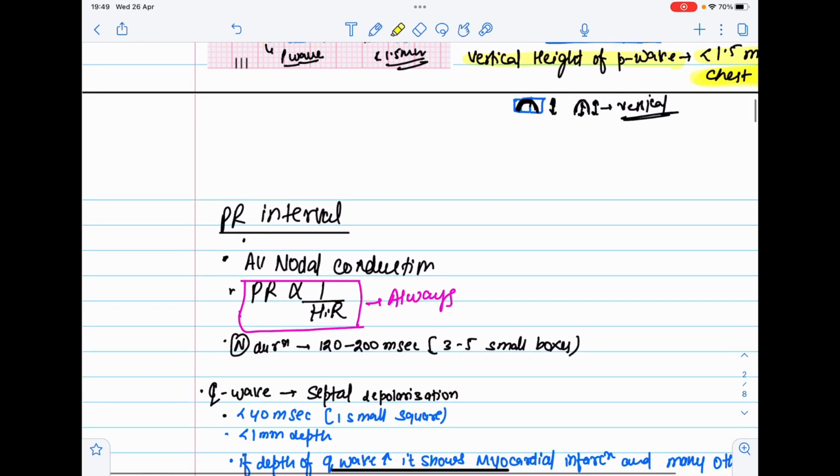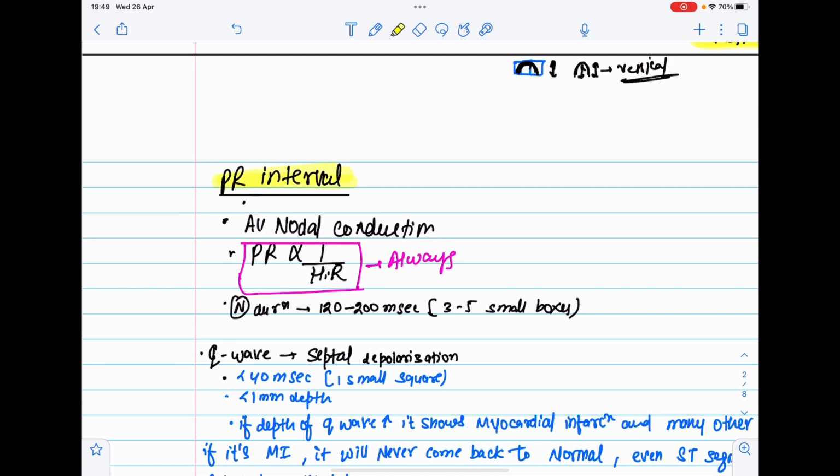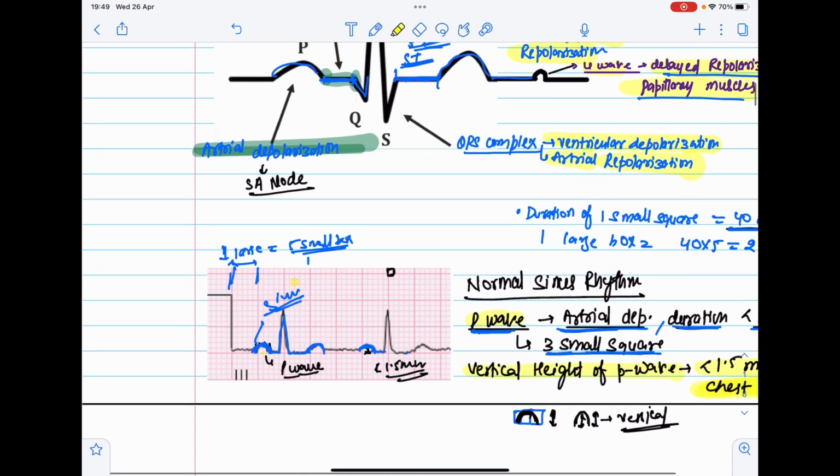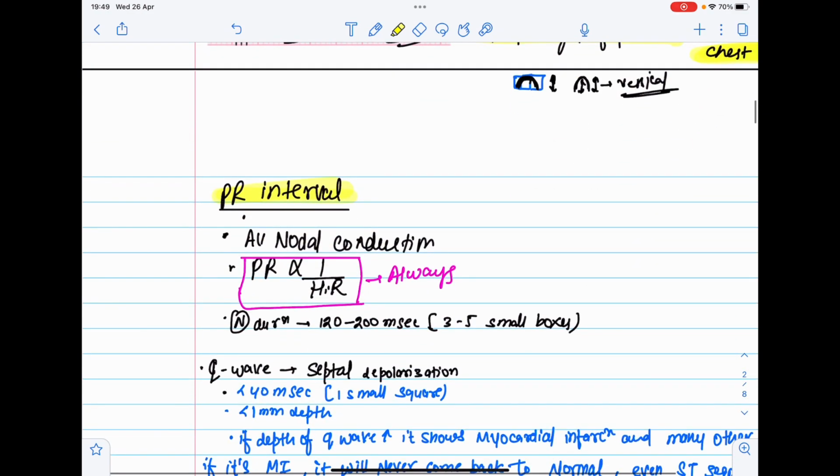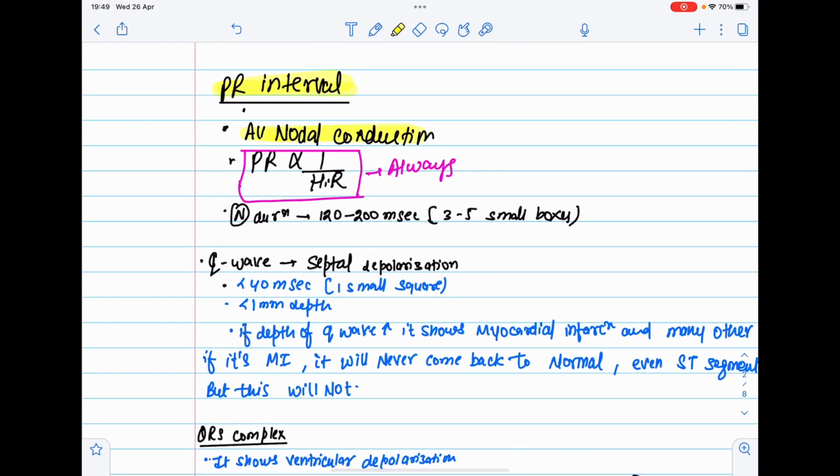Okay, let's go further about PR interval. I told you PR interval is showing AV nodal delay. So PR interval is AV nodal conduction, and always keep this in mind that PR interval is inversely proportional to heart rate. It means how much time it takes from atria to ventricle, that much lower will be the heart rate. If PR interval is more, heart rate will be less, or if PR interval is less, heart rate will be more.